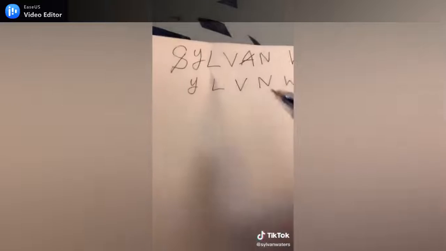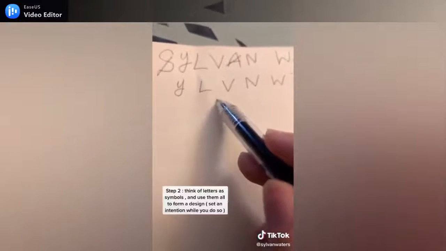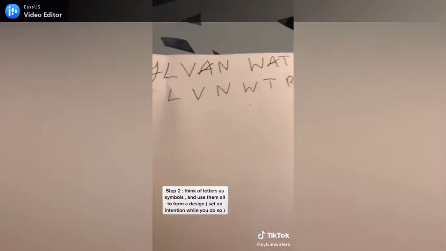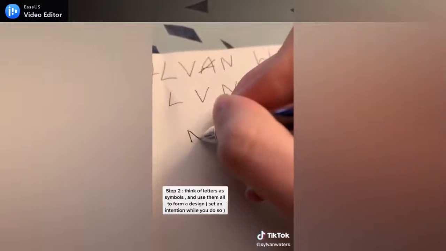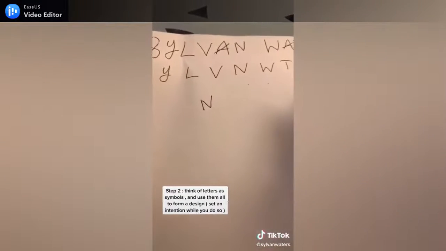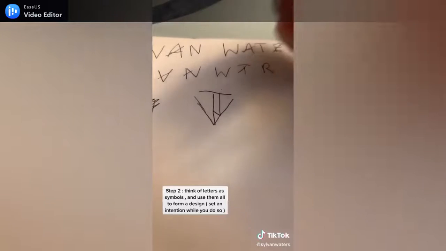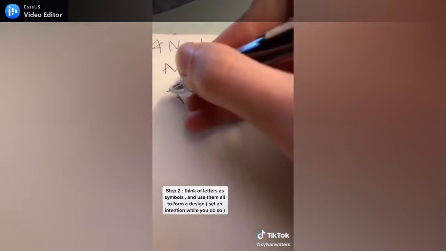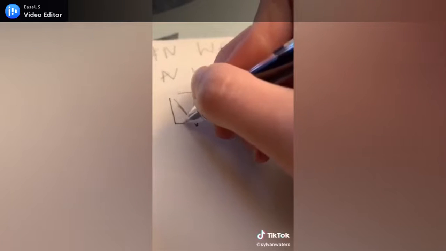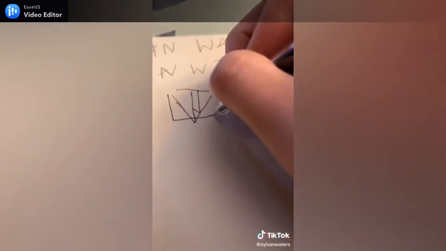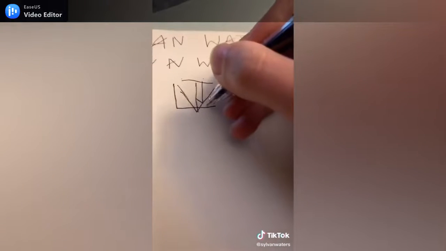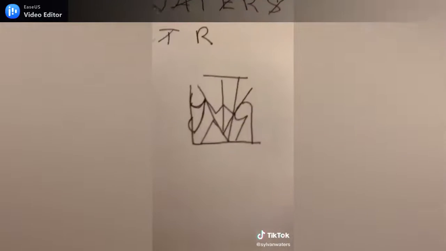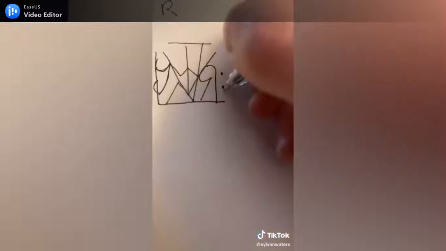Think of these letters as each an individual symbol, and then you can combine them into a design. Just play around with each symbol until you find a combination you like. That's kind of really what it is. This is my final sigil. You can add some decoration.